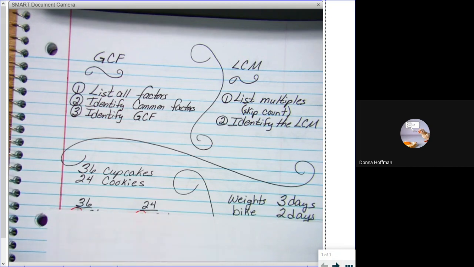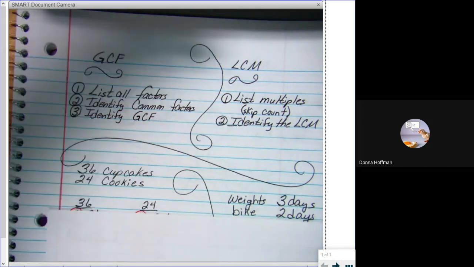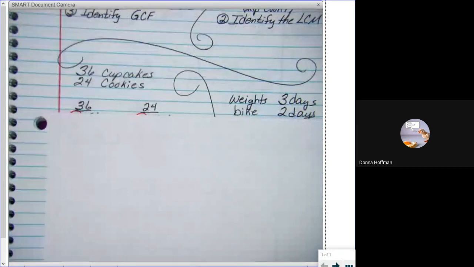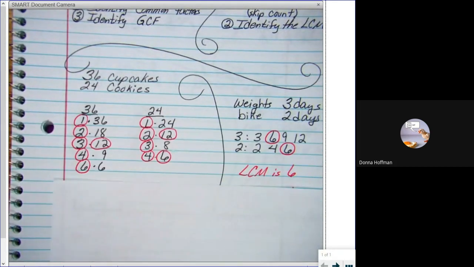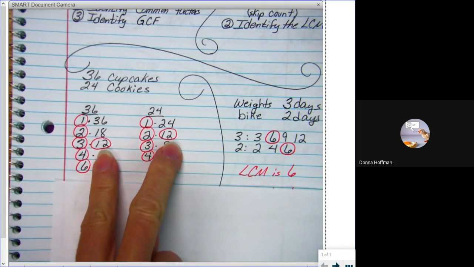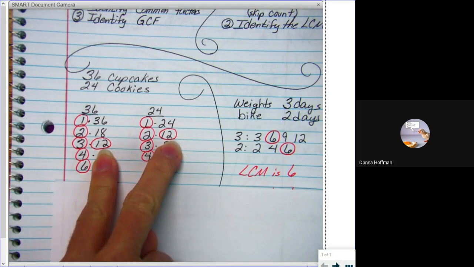And I created my list and I identified the ones that they shared to find 12 is going to be the greatest common factor between the 2 numbers of 36 and 24. Now, 12 has a significant meaning depending on how the word problem is given to you. If it says how many boxes of treats can this person make, then the answer would be 12.